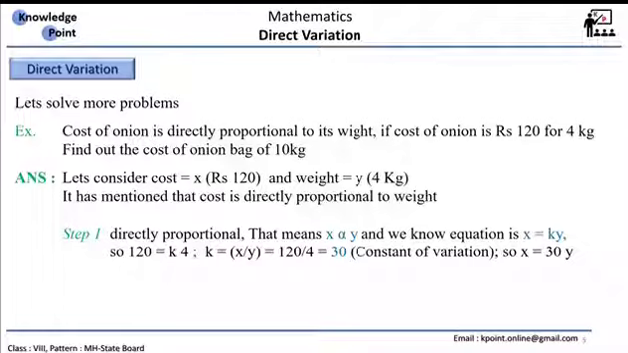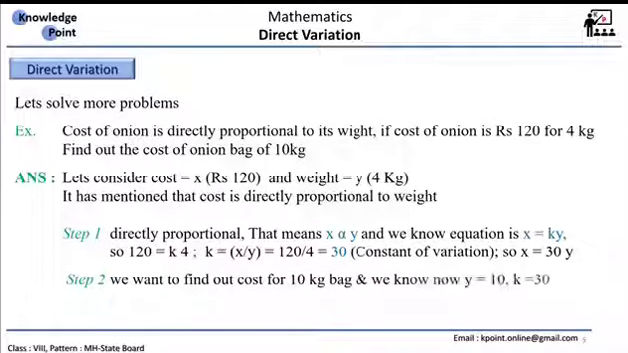So what's the equation now? x is equal to 30y. Now you have got a constant in your hand, and so you can find out the value of 10 kg onion. That is step number 2.